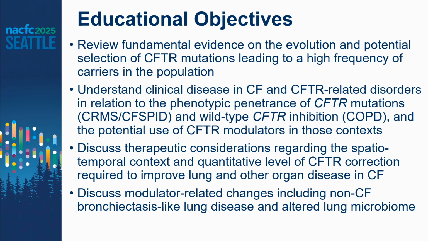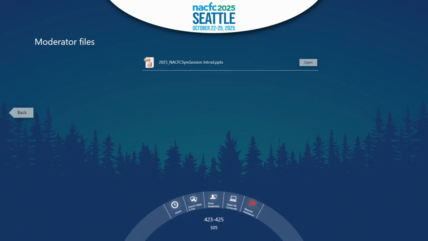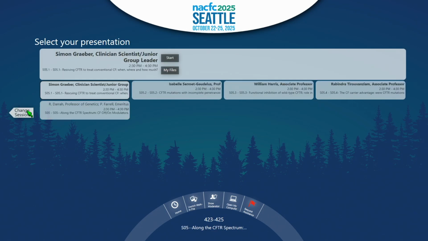The third objective is to discuss therapeutic considerations regarding the spatiotemporal context and quantitative levels of CFTR correction that are required to improve some of the common phenotypes associated with malfunctioning CFTR, and look at modulator-related changes, including non-CF bronchiectasis like lung disease and altered microbiomes. So we are excited to have four different speakers today.